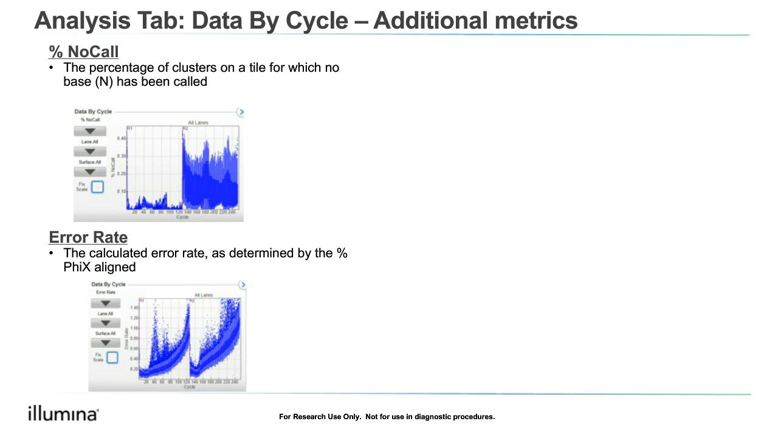If PhiX is not aligned, this plot will not populate. Note that having the error rate for PhiX helps with troubleshooting, so we always recommend spiking in PhiX. Even 1% for a well-balanced library can be very helpful.